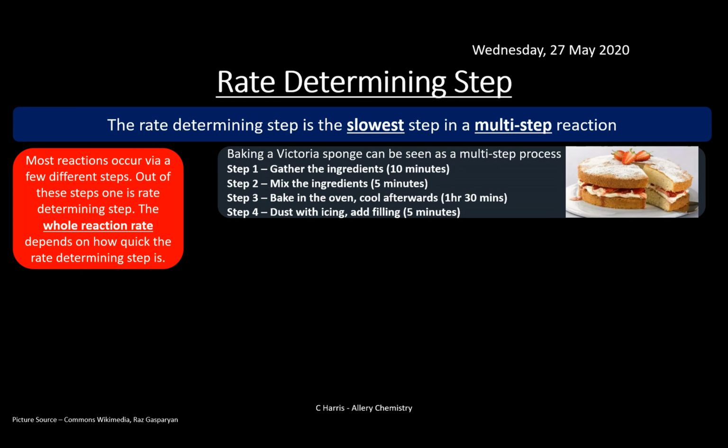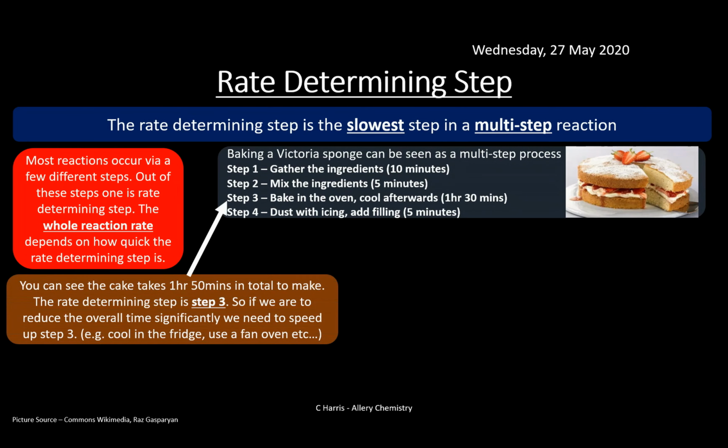So you can see that this is a multi-step process. There's numerous steps that we have to take to make this Victoria sponge. So you can see here the cake takes a total of about 1 hour and 50 to make the whole cake. The rate determinant step, so that's the slowest step in this reaction, is step 3. Okay, so if we are to reduce the overall time significantly, we need to speed up step 3. We need to do something with step 3.